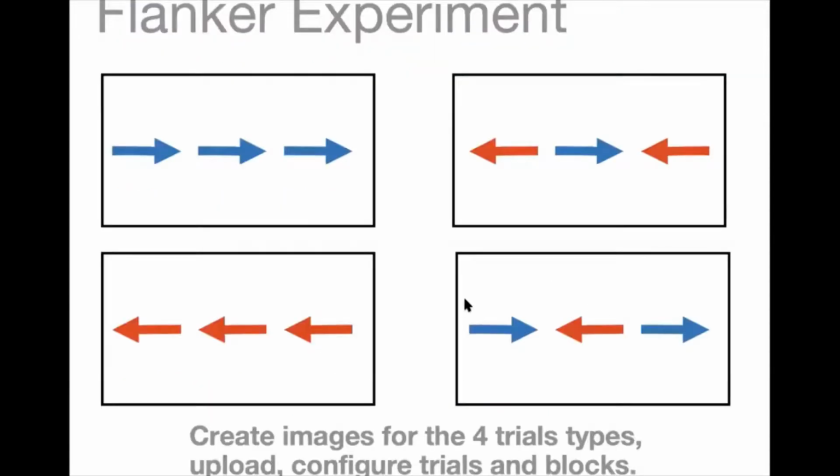So here's an example. You can have your students build a flanker experiment. They literally just make 4 image files for the 4 different types of trials. Here we've got congruent over here on the left and incongruent on the right. Students could create those 4 trial types in Keynote or PowerPoint or whatever editor they want to, turn them into image files, upload them, and then they can configure those trials into blocks. And now they've got an experiment just by being able to display images and collect reaction time and accuracy data.